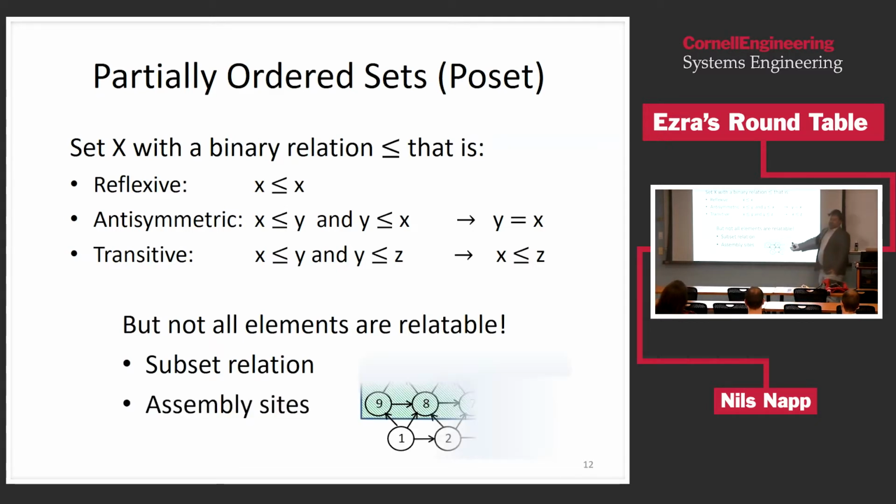Here, the assembly sites have the same property. I don't know if you can see that from the back, but there's a 1, then locations 2 and 9 can happen after 1 happens, and 8 can happen only after 2 and 9 happen. But 9 and 2 are not directly related, which means that I can independently choose to make progress because they're not dependent on each other at all. But then other things can depend on those elements. So this is why this is a partial order.